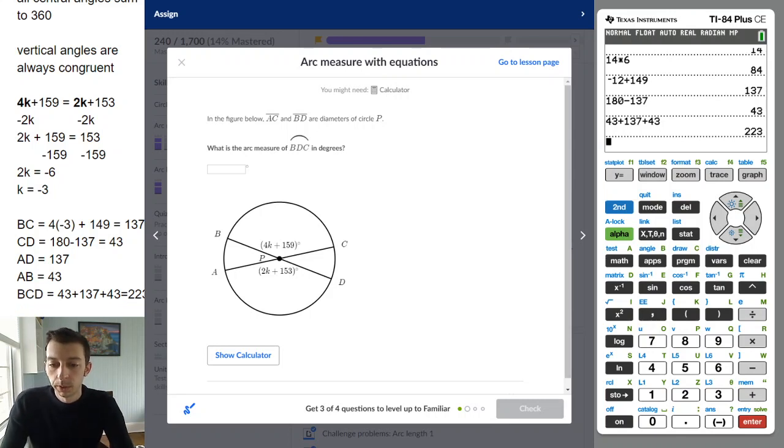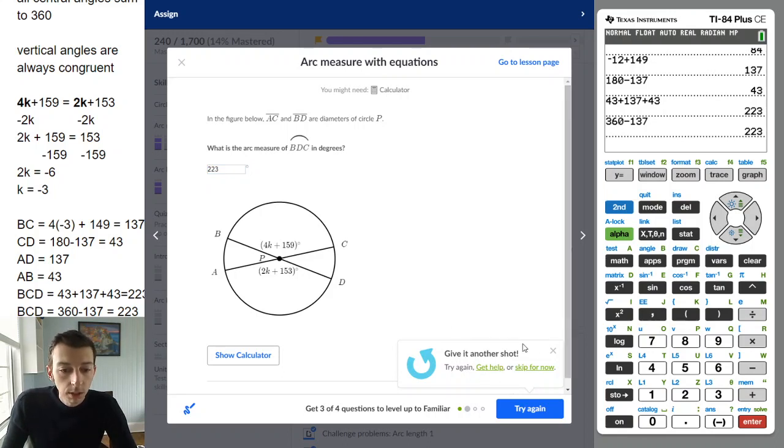So 223. The other way that you could solve this is once we found BC, which is 137, I could also do 360 degrees, which is the whole circle, minus 137, and that should give me what's left over. And you end up with 223. So that's how you solve that one.